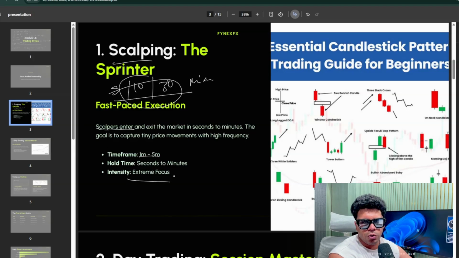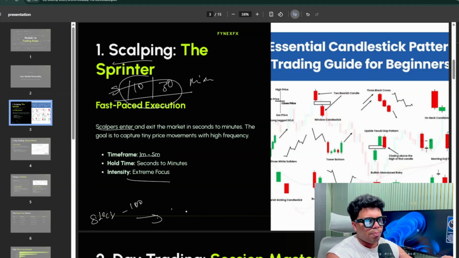But at the same time, they need to spend more time in front of screens. Extreme focus. If you have good time to spend in front of the screen, you can definitely choose scalping. But the difference is that you're capturing a small moment. For example, a stock is running at 100 rupees. Normally we look for 100 to 150 rupees, 200 rupees, like 50%, 100%, as an investor.